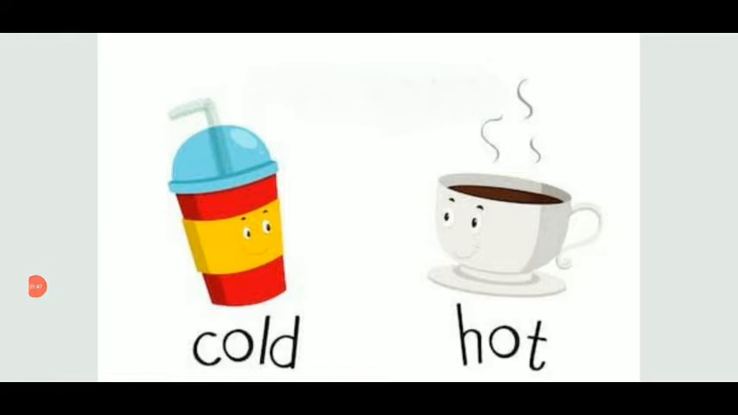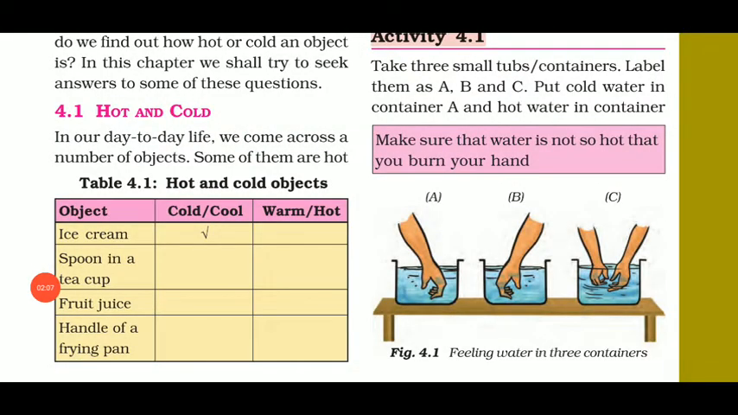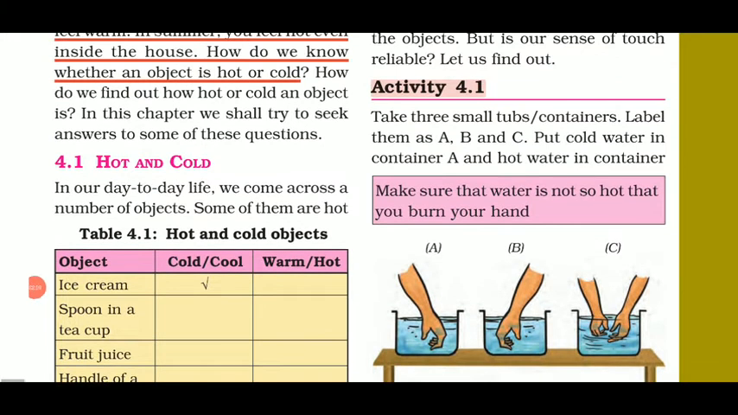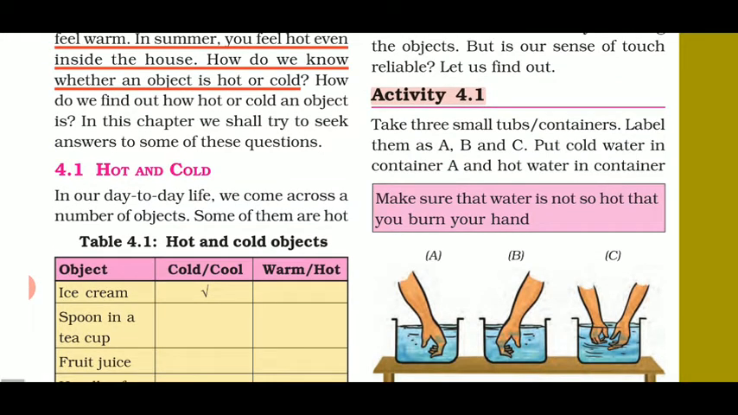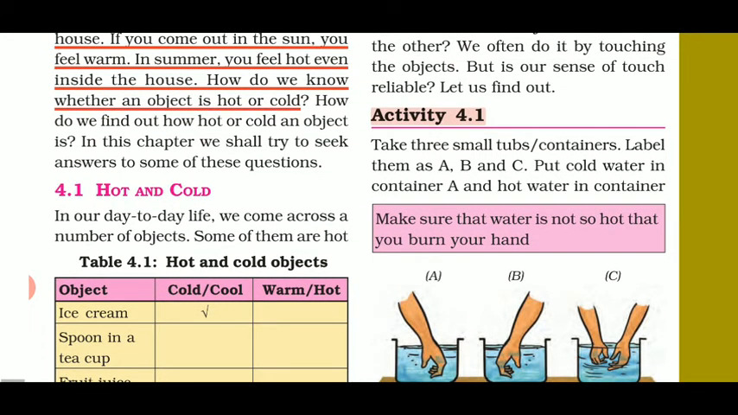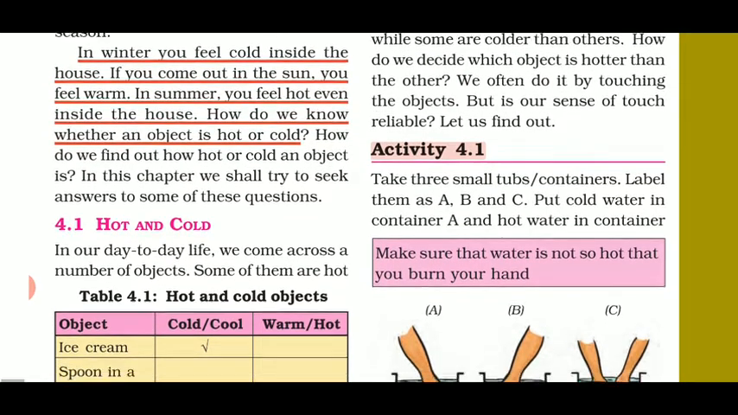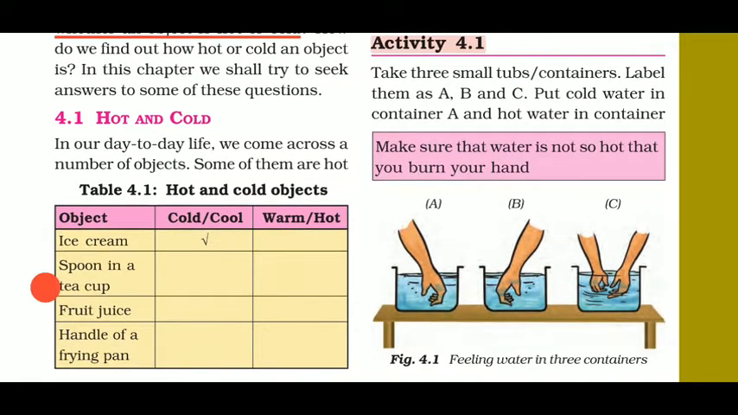In our daily routine, we come across a number of objects, out of which some are hot while others are cold. For example, a cup of tea just made is called hot, while the water taken from a refrigerator is called cold. So if I ask you how you decide the relative hotness or coldness of objects, then your answer will be simply touching the objects. But is our sense of touch reliable in telling whether an object is hot or cold? So this can be understood by performing a simple activity, that is activity 4.1.